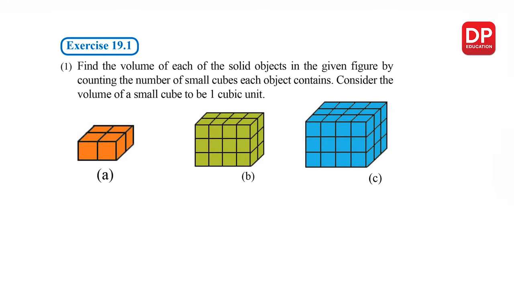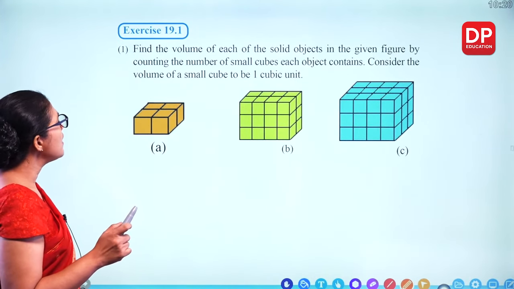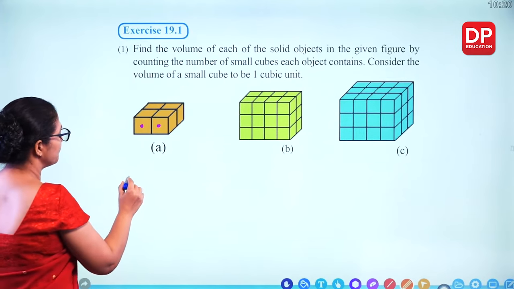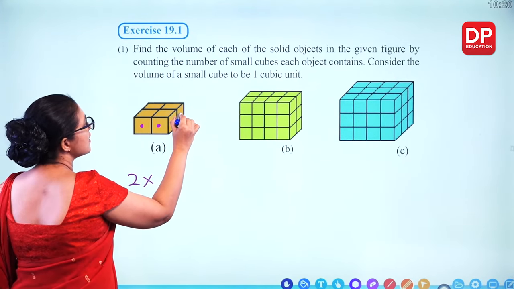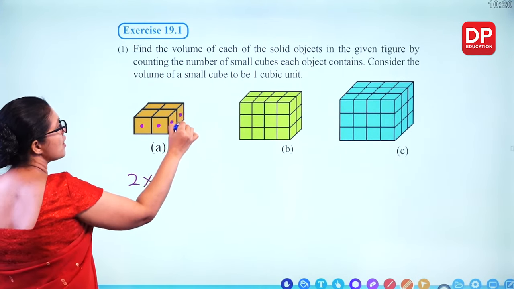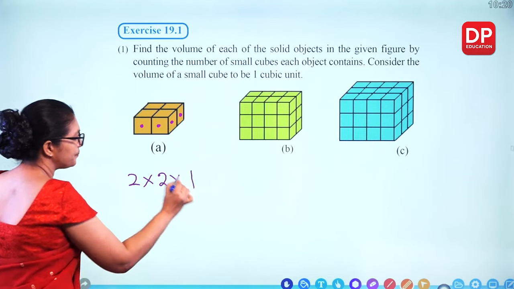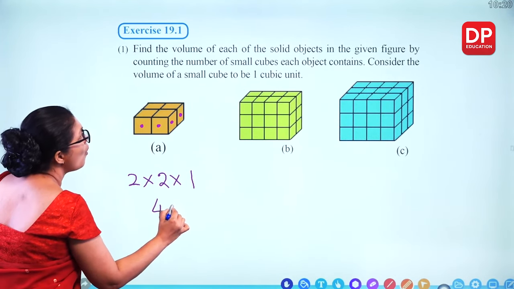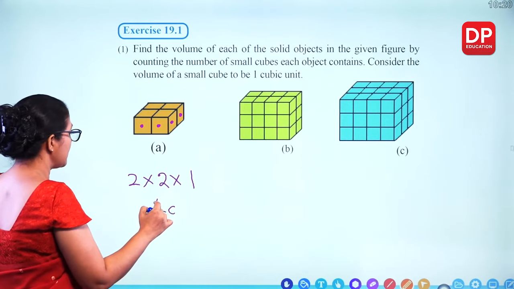Now, we look at the exercises in your textbook. Exercise 19.1. Find the volume of each of the solid objects in the given figure by counting the number of small cubes each object contains. Consider the volume of a small cube to be 1 cubic unit. So, you are asked to find the volume. So, we can count. Along length, that's 2. Width or breadth, that's 2. What about height? Height is just 1. Length into width into height. 2 times 2, 4. So, 4 cubic units. We can write cubic units.